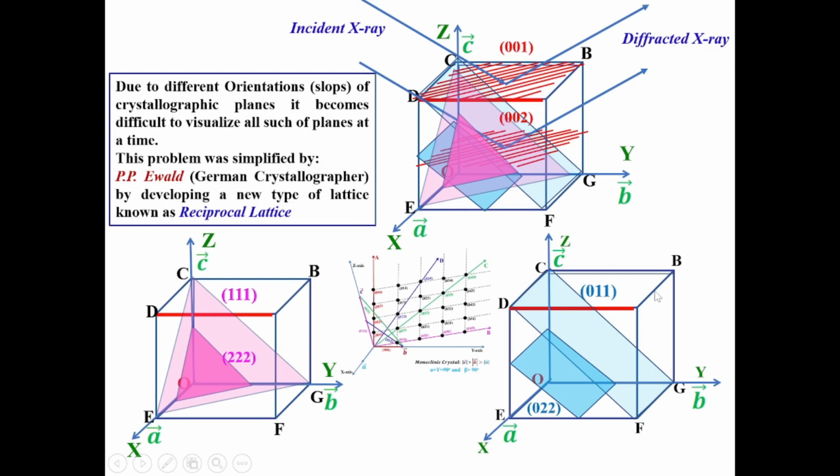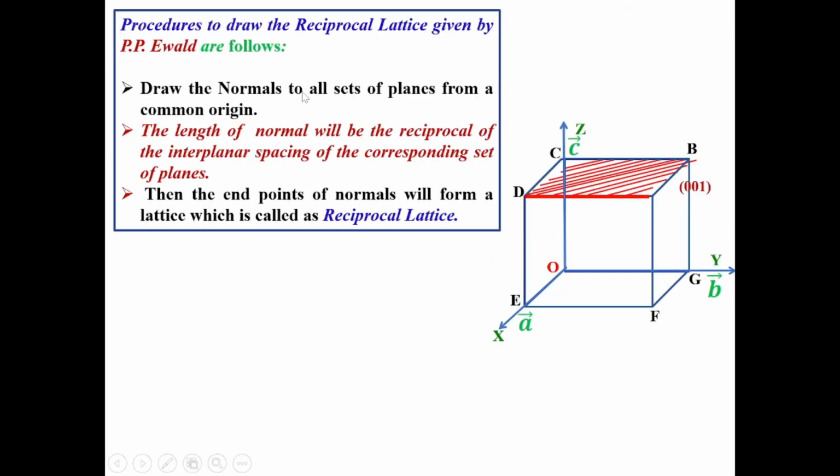Now we are going to go for the procedure to draw the reciprocal lattice. These are the three basic steps we have to follow to draw the reciprocal lattice, as given by P.P. Ewald. The first step is to draw the normals to all sets of planes from a common origin. Before we draw the normals, we first have to take some idea about all sets of planes. What is a set of planes? First we are going to take some simple knowledge regarding sets of planes.